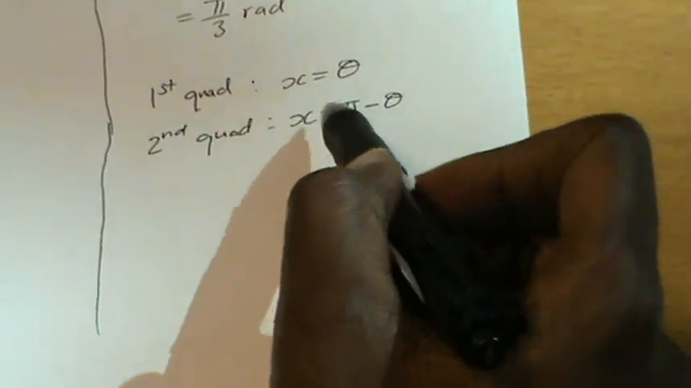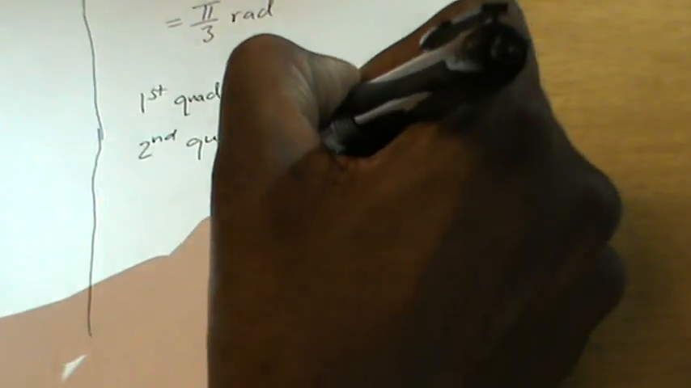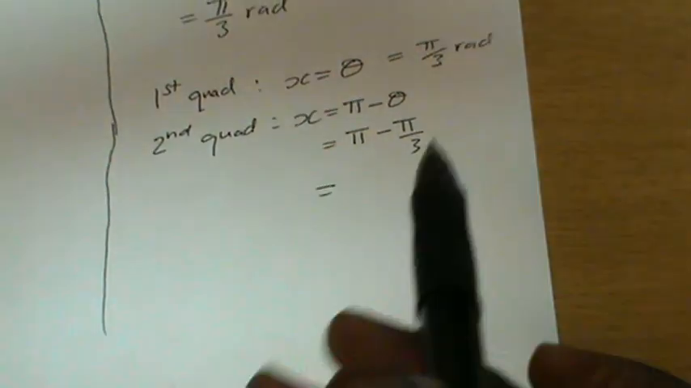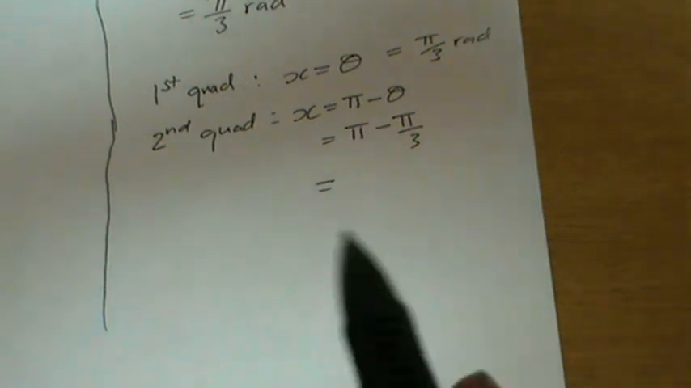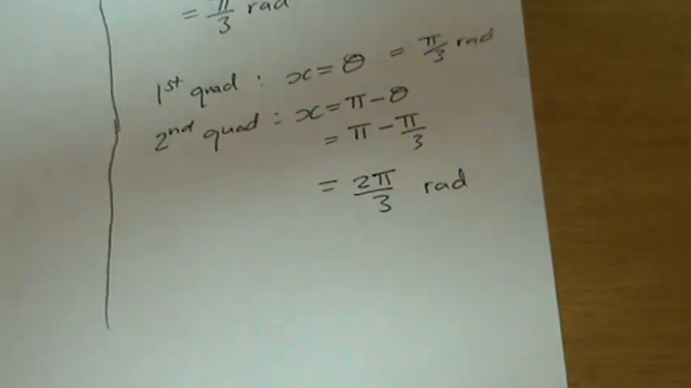Now that I've established the definition, I can give the actual values. If x is equal to theta, it means x is equal to pi over 3 radians. And if x is equal to pi minus theta, this means pi minus pi over 3. Here again, we're just counting. If I have 1 pi and I remove a third of the pi, how much pi do I have left? I have 2 pi over 3 radians. So those are my solutions.